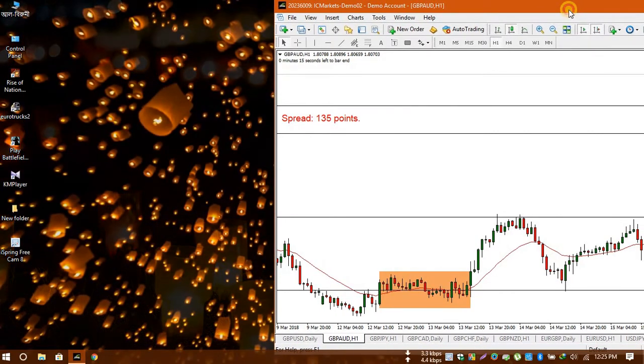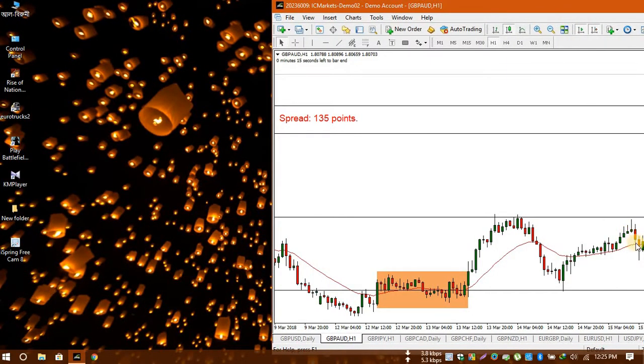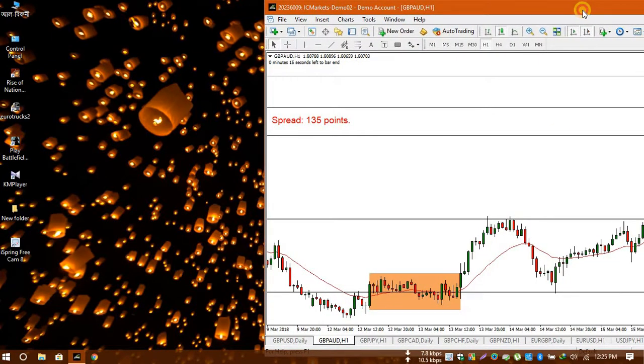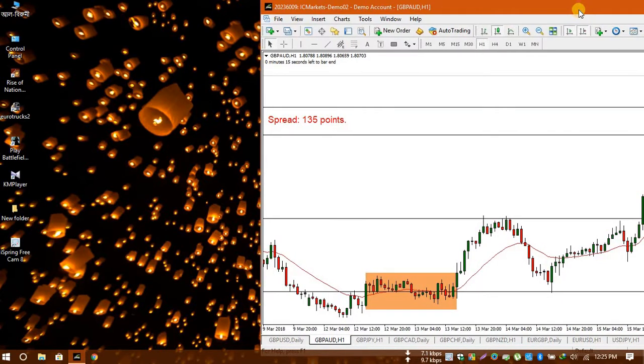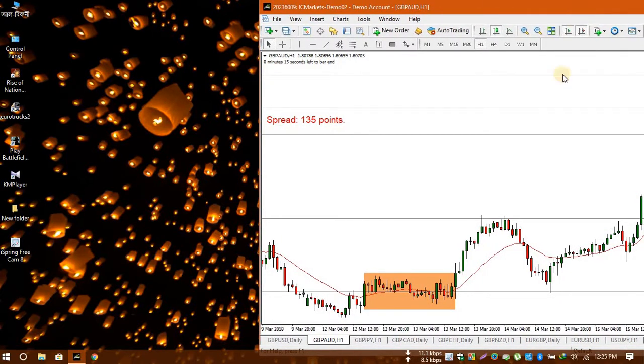Let's see what's next. This means sellers are still in the market, but not trying to push the market down. Here are some buyers as well. What happened here? How do we enter the market here?